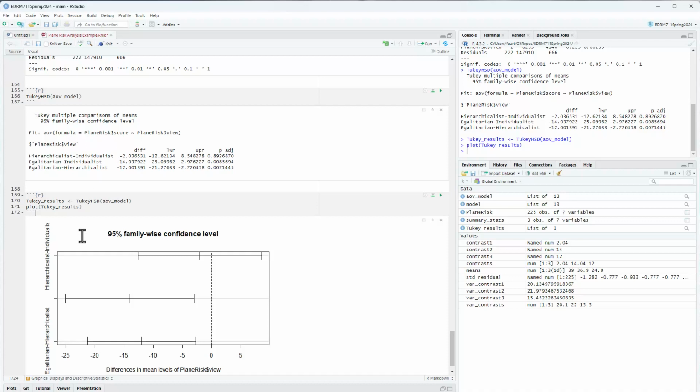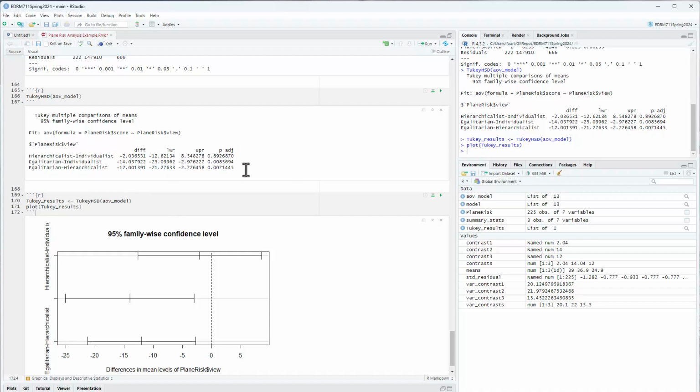If you flip that around the other way, it would be a +2. And the same with these boundaries here. So this goes from -12.6 to +8.5. If I flip it to do individualist minus hierarchicalist, which you could do by hand, all you've got to do is change all the signs. This becomes a +2, this becomes a +12, this becomes a -8.54.